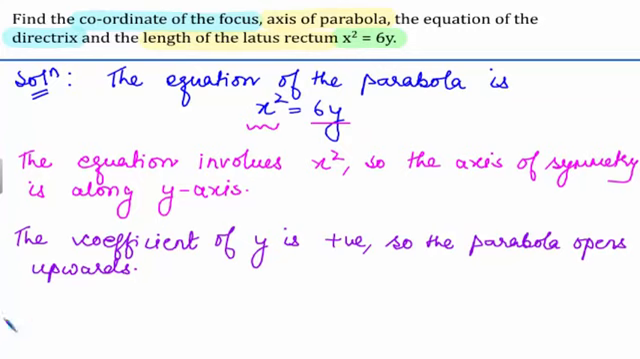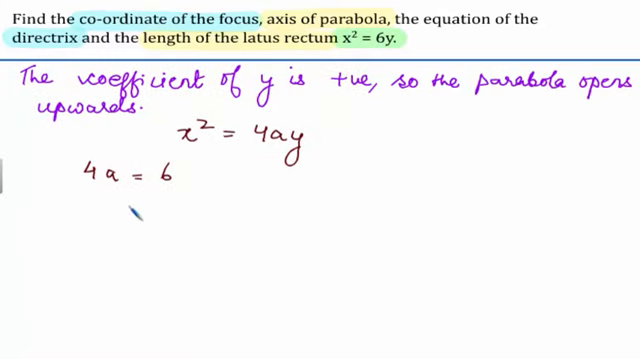Now, the general form of the equation of a parabola which is symmetric along y-axis and which opens upward is x square is equal to 4ay, and the given equation is x square is equal to 6y. Now on comparing these two equations, we see that 4a is equal to 6. Therefore, we have a is equal to 3 upon 2.